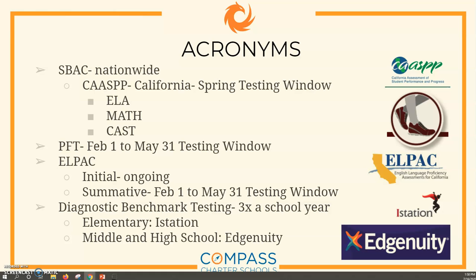CASP is the California Assessment of Student Performance and Progress. This is California's version of the Smarter Balanced Assessment. When discussing CASP, it refers to all Smarter Balanced summative assessments. These are ELA, English Language Arts, Math, and the California Science Test, CAST. The administration window is in the spring each year.